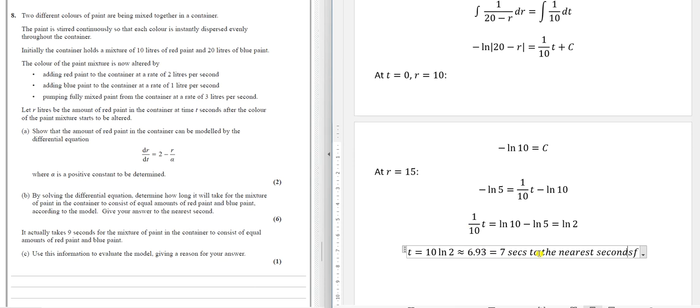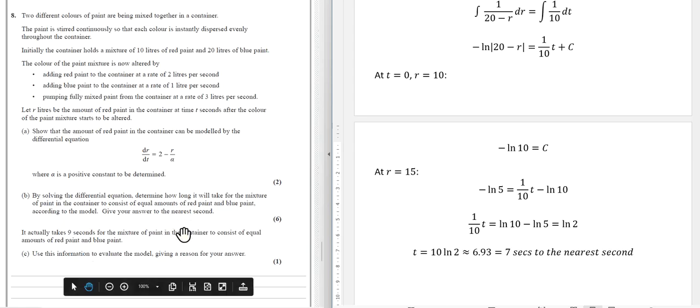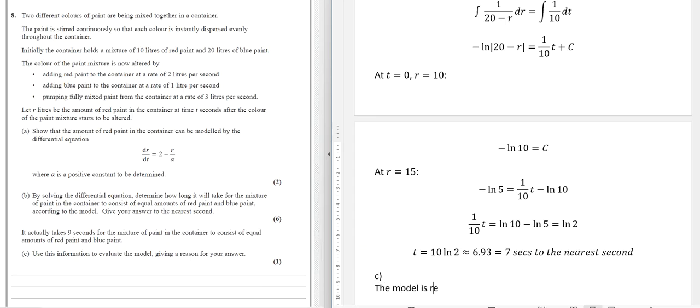to the nearest second. You don't want to do 6 marks worth of differential equations questions and then lose one of them just through a rounding error. It actually takes 9 seconds to consist of equal amounts. That's reassuring. It's not far off my 7 seconds, but it is slightly different. Use the information to evaluate the model. I'm going to say something along the lines of, the model is reasonable, but not hugely accurate.